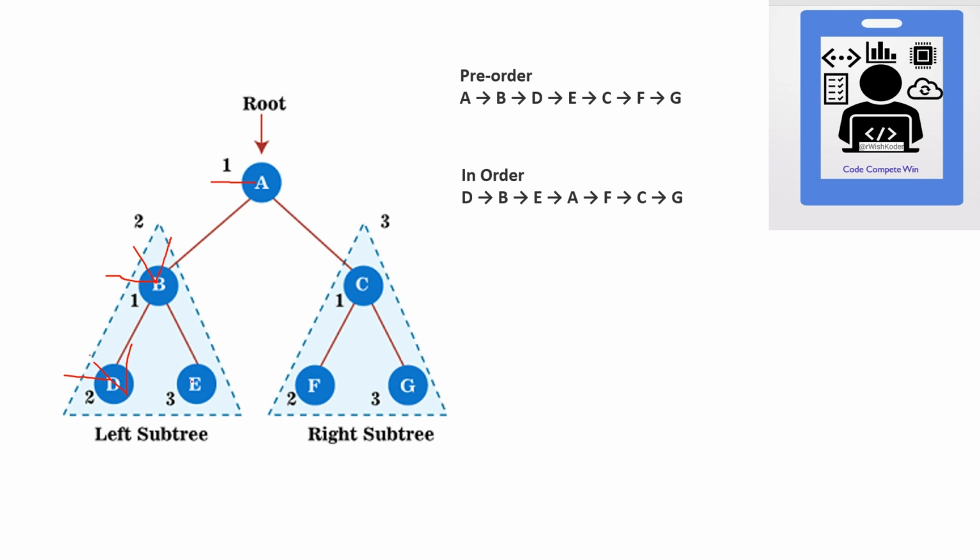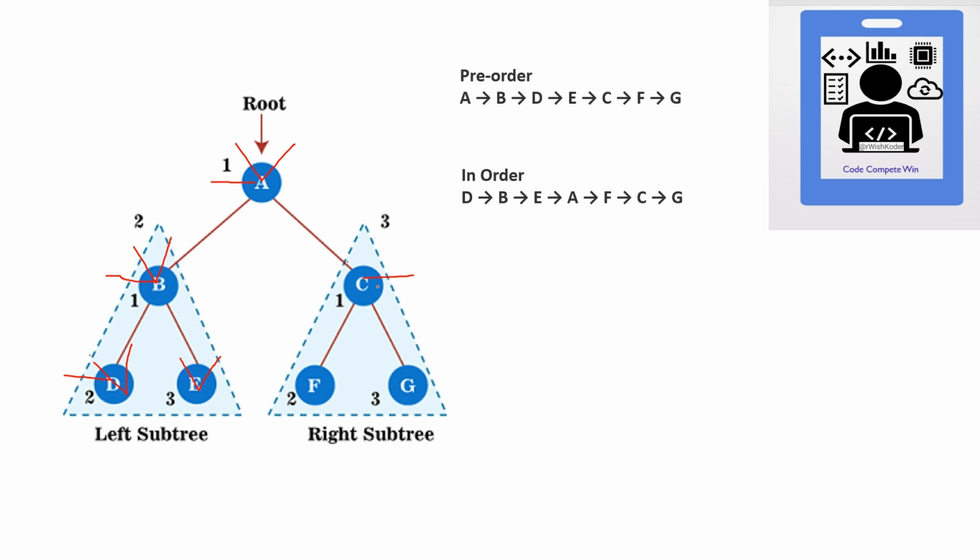And here E didn't contain any left subtree, so we print the data inside E and then visit the right subtree of E. And now E didn't contain the right subtree, so we go back to B. As B already visited its right subtree, we go back to A. And now we print the data inside A and then visit the right subtree of A, that is C.